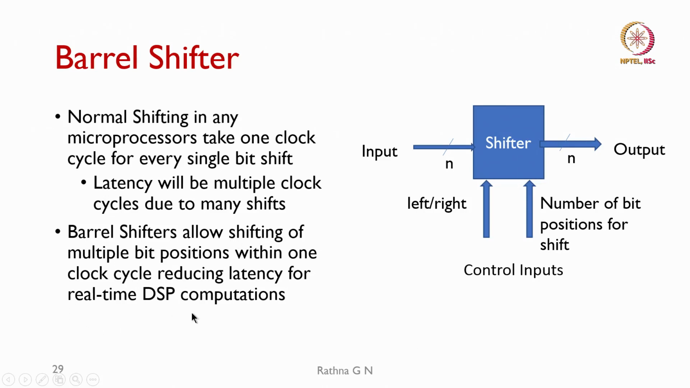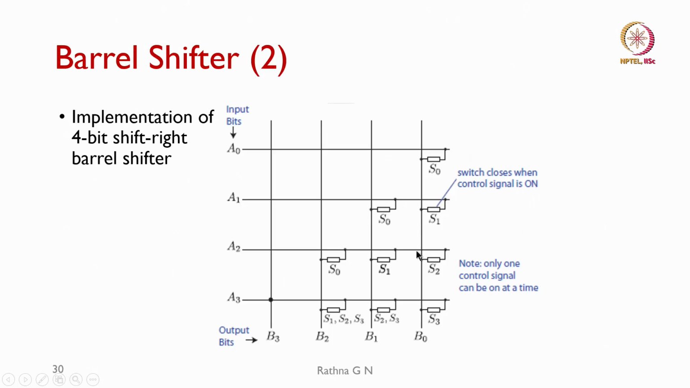Whereas, barrel shifters allow shifting of multiple bit positions within 1 clock cycle, reducing the latency for our real time DSP computations. I have a shifter here, the input is n bits and the output maintains n bits, and there are two control inputs. One is whether we want to shift left or shift right, and the other is how many bit positions we want to shift. So, we will see how a barrel shifter works.